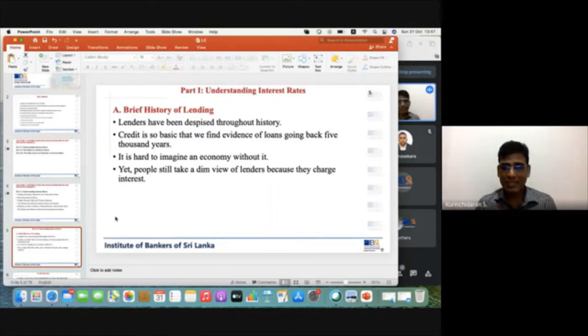Lenders in history, as the textbook says, thousands of years back, this credit was there. That means we can understand that there was always a deficit unit and a surplus unit. Not only today, but even if you go back 1,000 or 5,000 years, the same scenario was there. That's what the textbook says. However, when you say lenders, we always think, okay, these are the bad people, right?